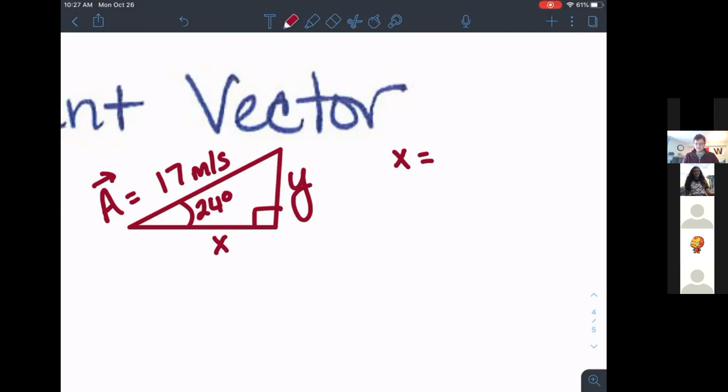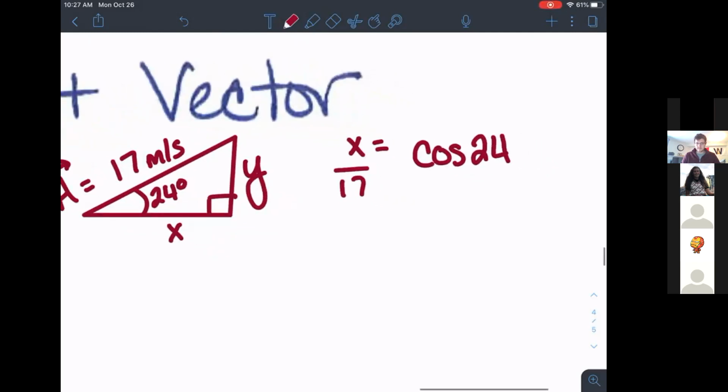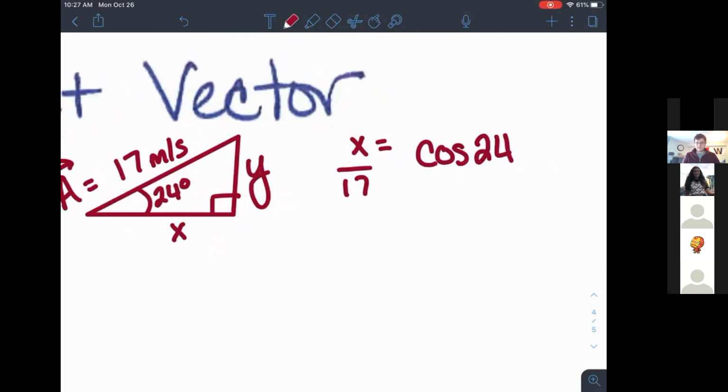X divided by 17 equals cosine 24. Perfect. So how do I get x by itself? Multiply by 17. X equals 17 cosine of 24. So what does my x equal here? 15.5.